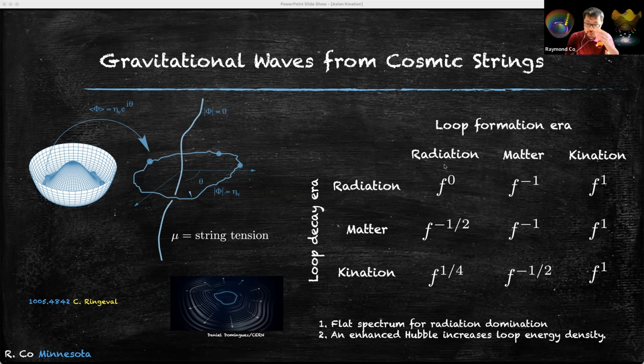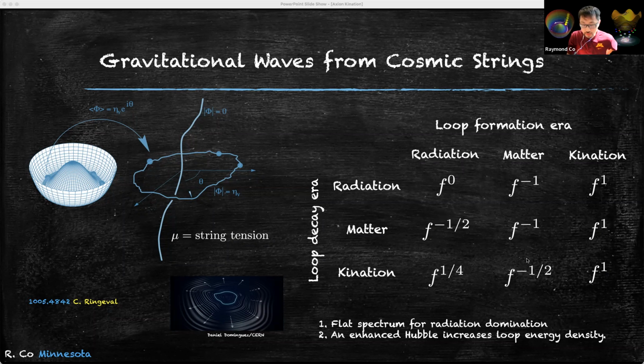Compared to inflationary gravitational waves, the reason is that we now have to talk about two time scales. One is the formation of the loop coming from the cosmic string. Those strings would form loops and then shrink. The formation would affect the gravitational wave spectrum, but also the decay of the loop would further affect the gravitational wave spectrum. So this table summarizes the scaling in different combinations of possibilities.